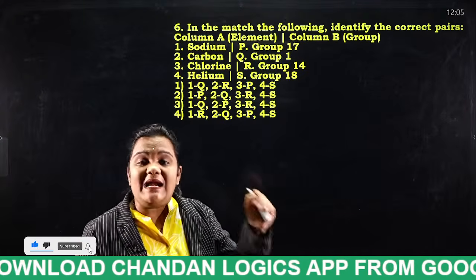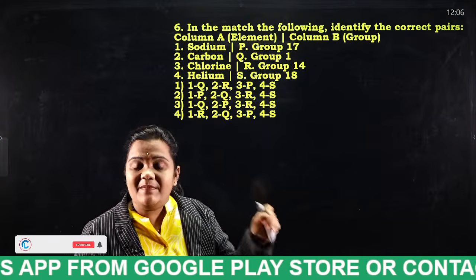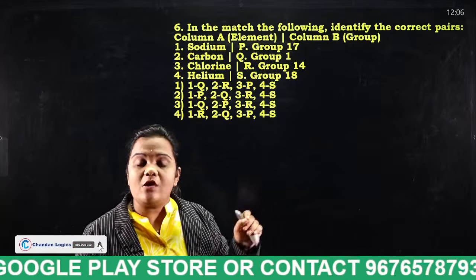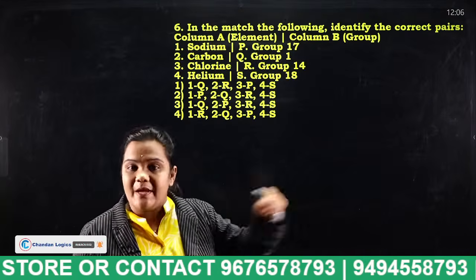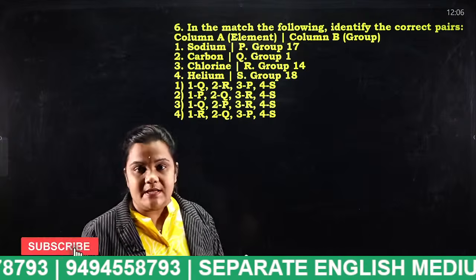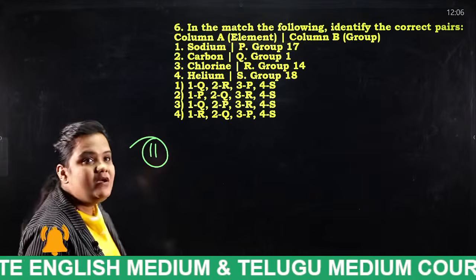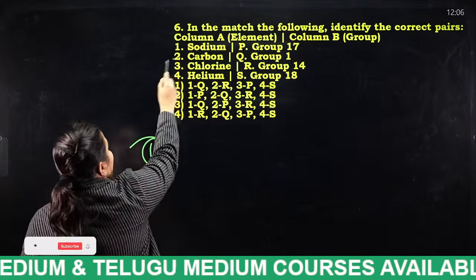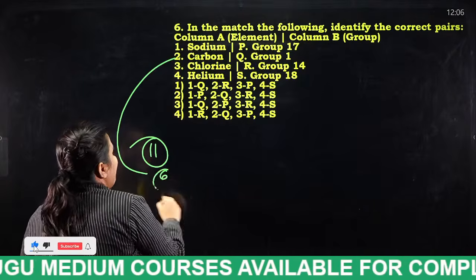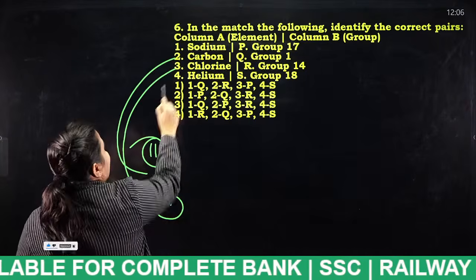The element which is stored in kerosene or mineral oil is sodium. Why? Because it will be easily reacted with air or oxygen. The atomic number of this sodium is 11. And carbon, the atomic number of carbon is 6. And the atomic number of chlorine is 17. And the atomic number of helium is 2.